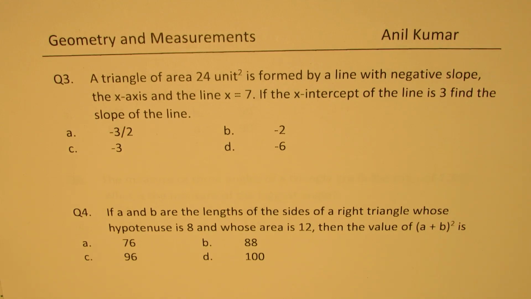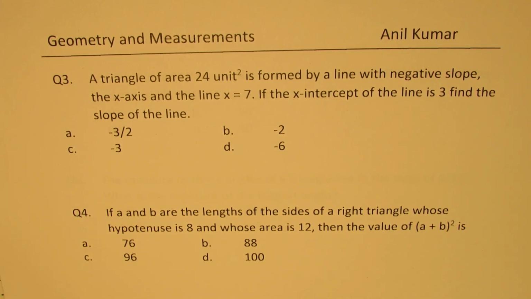Question number 3. A triangle of area 24 units square is formed by a line with negative slope, the x-axis, and the line x equals 7. If the x-intercept of the line is 3, find the slope of the line. Question number 4. If A and B are lengths of the sides of a right triangle whose hypotenuse is 8 and whose area is 12, then the value of (A plus B) whole square is what?